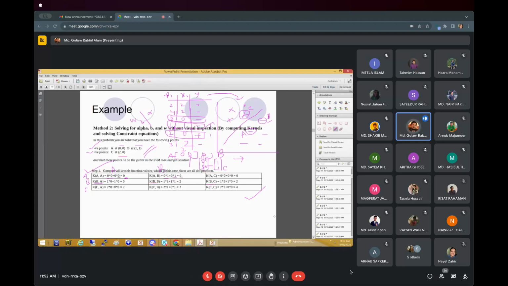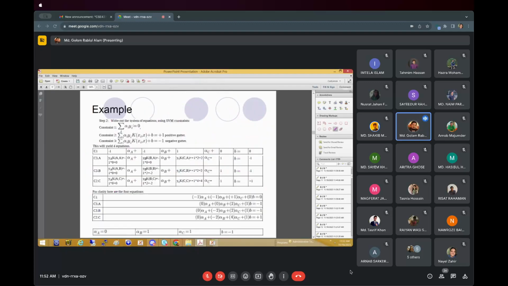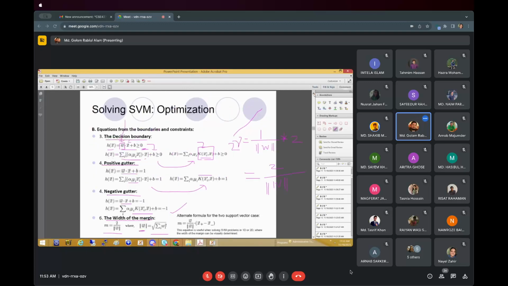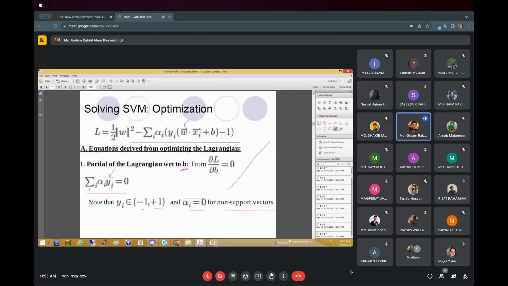Then in step 2, the next thing is to write out the system of equations using the SVM constraints. We have already determined those equations. The sum of alpha i yi equals 0. We got that one. You can see this one is the equation: sum of alpha i yi equals 0. This is constraint number 1.